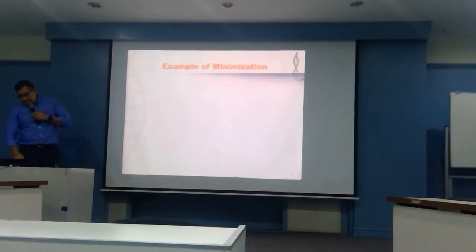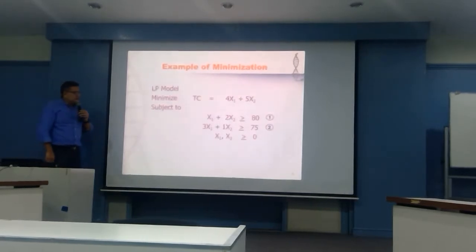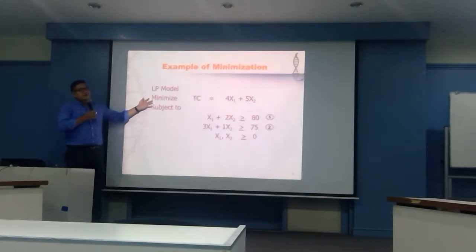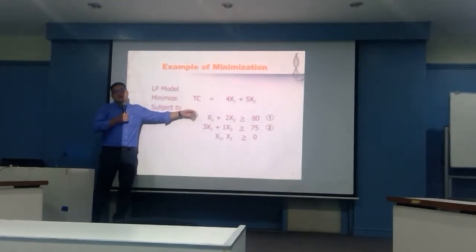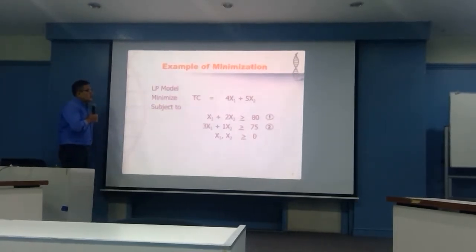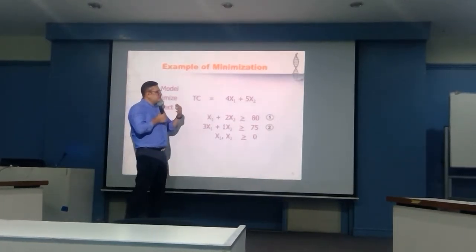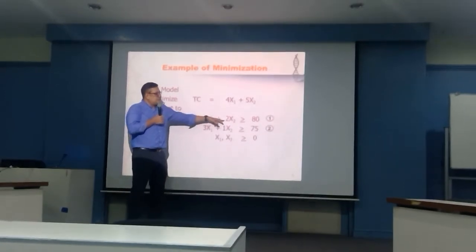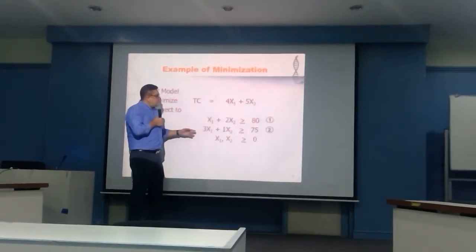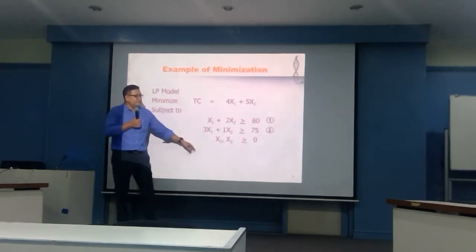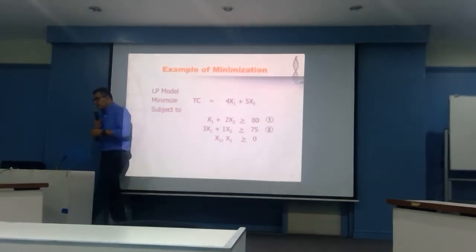The next one is that, okay, let's practice for minimization. Suppose that this is my linear programming model. Now I have the problem of minimization. TC stands for total cost. So we would like to minimize the total cost equal to 4x1 plus 5x2. We do have two constraints: x1 plus 2x2 greater or equal to 80, and 3x1 plus x2 greater or equal to 75, and don't forget the non-negativity constraint, x1, x2 greater or equal to 0.